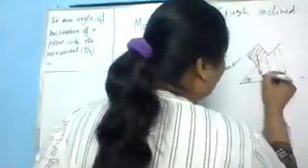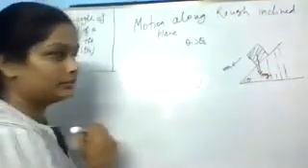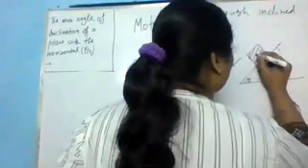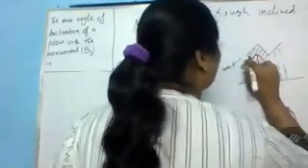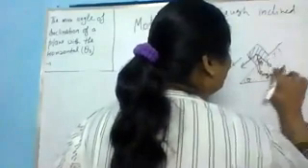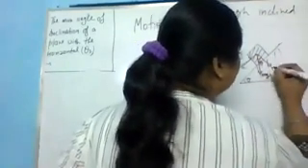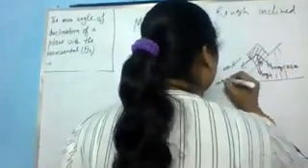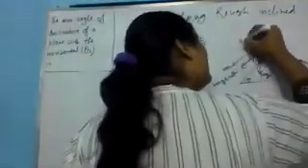Okay, now the weight will act like this, mg. You can take the components of mg like this. This is mg cos theta and this will be mg sin theta. Okay, and the reaction force acts like this.